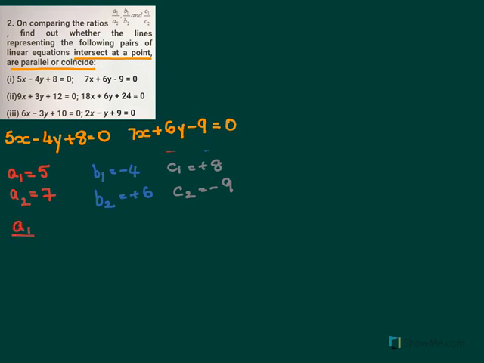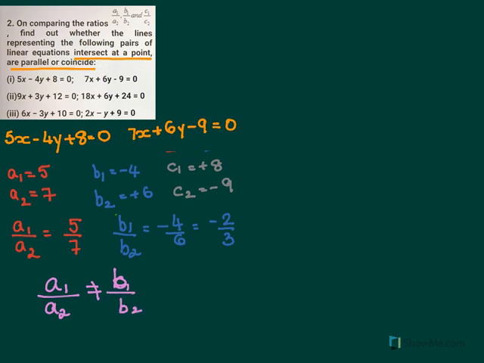Now let's compare. What is a1 by a2? a1 by a2 is 5 by 7. b1 by b2 is minus 4 by 6, and when I cancel, minus 2 by 3. I'm not even going to find out what c1 by c2 is, because I have already realized that a1 by a2 is not equal to b1 by b2, because a1 by a2 is 5 by 7 and b1 by b2 is minus 2 by 3, and they are not equal.